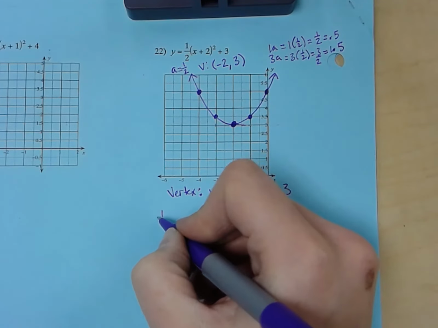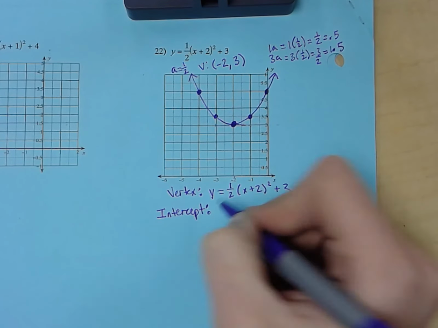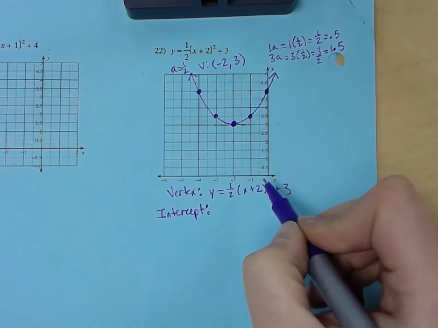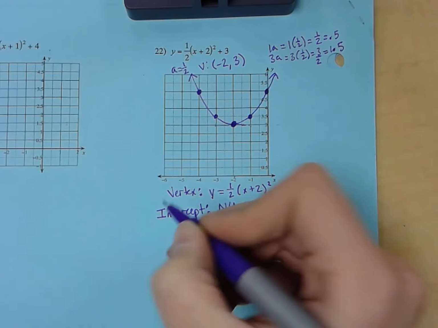Okay, intercept form. Notice I don't have any x-intercepts, so that means I'm not going to have intercept form.